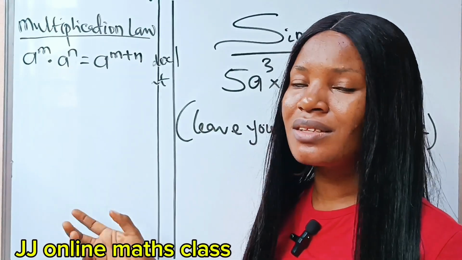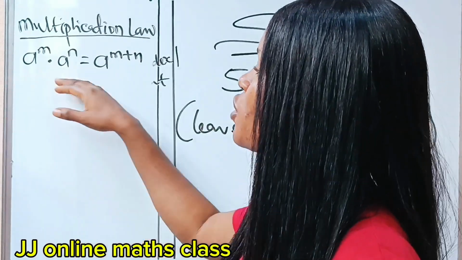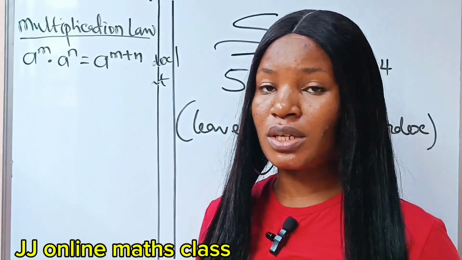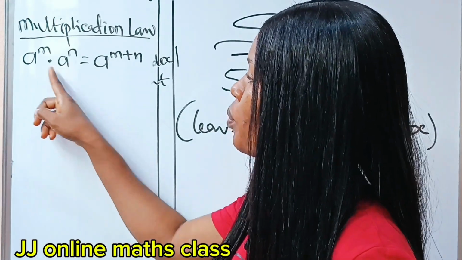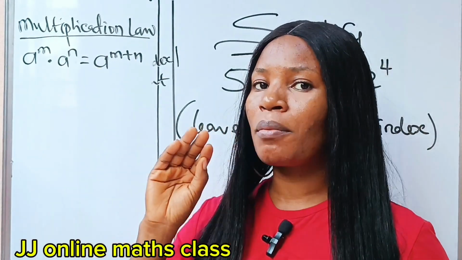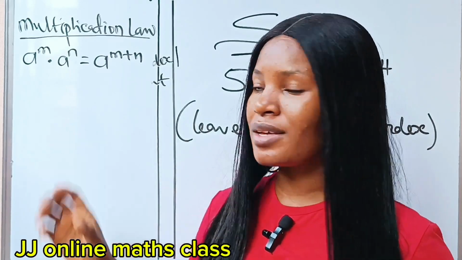What does this mean? This simply means that when you have two numbers that are multiplying each other and both of them have the same base, all you need to do is to pick one of the bases and then you add the powers. Let's do a practical example.